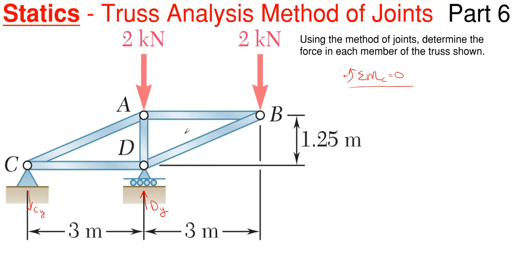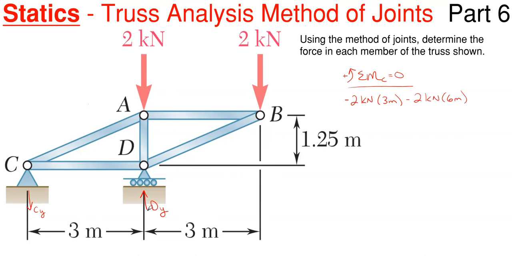So let's go ahead and sum moments here. Taking this first 2 kilonewtons of force, its perpendicular distance over to C is 3 meters, and it will be rotating clockwise about C. So I'm taking counterclockwise as positive, so it'll be minus 2 kilonewtons times 3 meters. And then this one over here at point B is also rotating in a clockwise manner, so it will be negative, and its distance is a total of 6 meters over to C. So minus 2 kilonewtons times 6 meters.